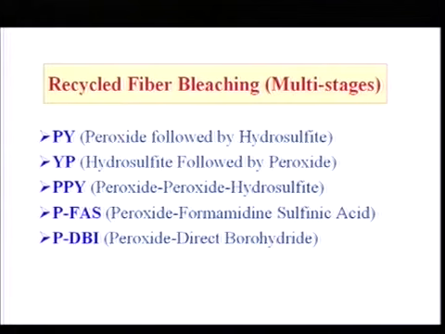Peroxide followed by FAS is used for mixed office waste. Peroxide followed by DBI is used for mixed office waste to make tissue and towel grade. Very most popular upcoming process.